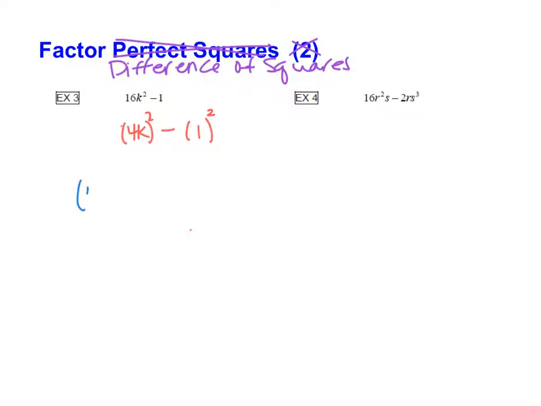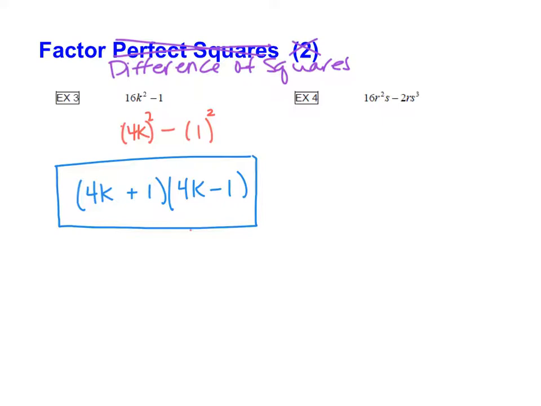The way that this factors, the first parenthesis is 4k plus 1. The second parenthesis is 4k minus 1. Now because you have a plus and a minus, these are not the exact same thing written twice, so we don't simplify it any further. That's our final answer, 4k plus 1, 4k minus 1.